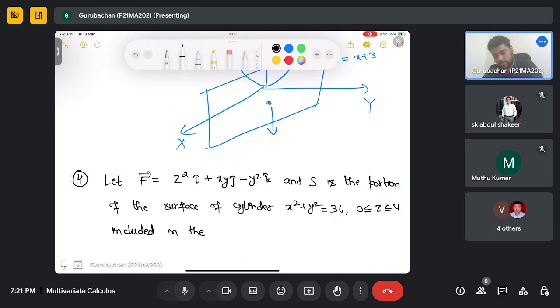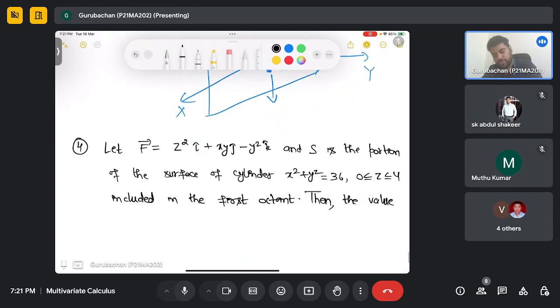in the first octant. Then the value of this surface integral, let's say it is dS, calculate this value of this surface integral for this particular question.